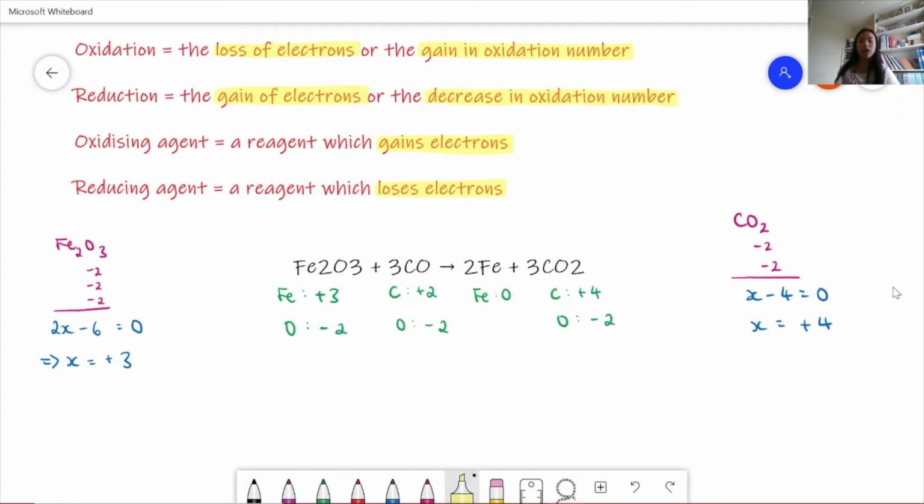So now we can have a look at which elements have lost electrons or gained electrons. So we do this by looking at the oxidation number. So if there's a gain in oxidation number, then it's been oxidized. So for example, if we look at iron first, iron is +3 in this iron oxide. But after the reaction occurs, this iron then has an oxidation number of 0. And so this means that going from this iron oxide to iron, it is reduction.